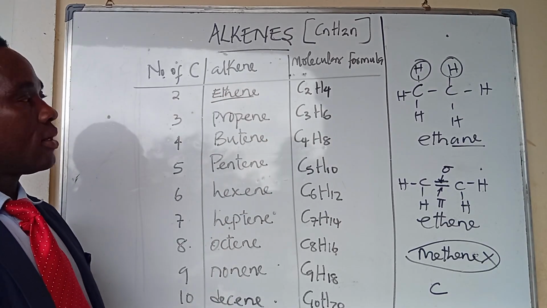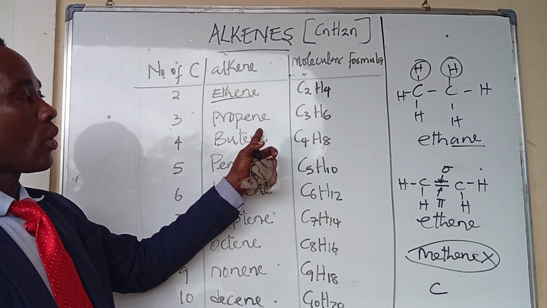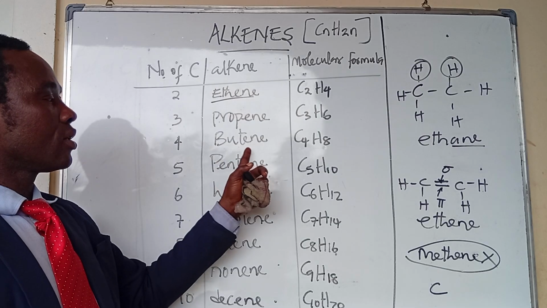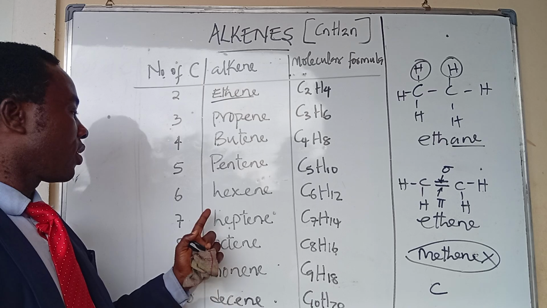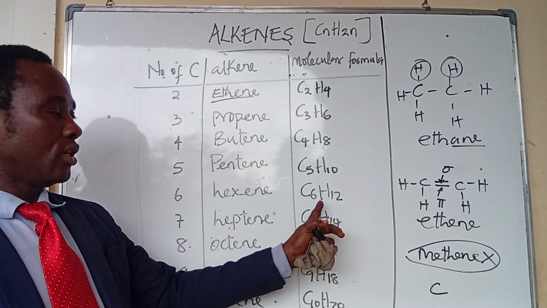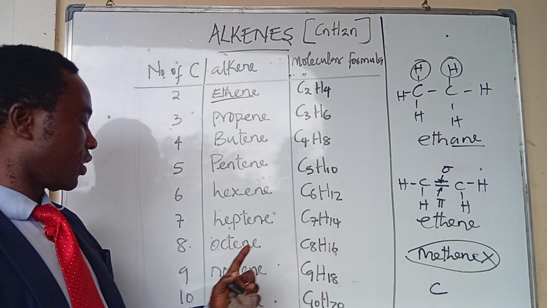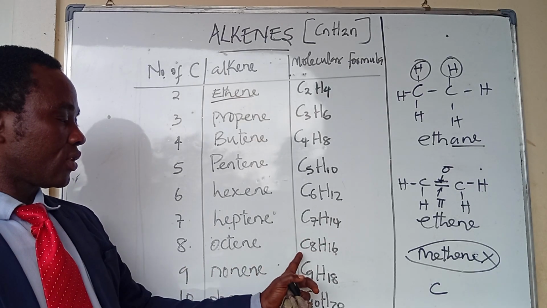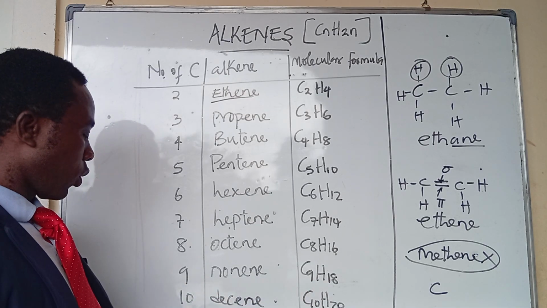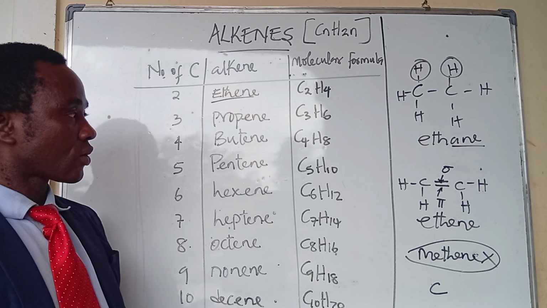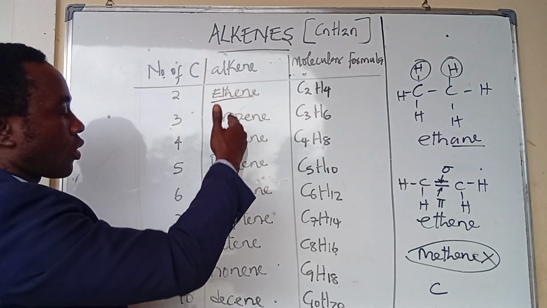Now the first member of alkenes is ethene. The formula is CnH2n. We have propene, which is C3H6. We have butene, which is C4H8. We have pentene, which is C5H10. We have hexene, C6H12. We have heptene, which is C7H14. We have octene, C8H16. We have nonene, which is C9H18. We have decene, which is C10H20.